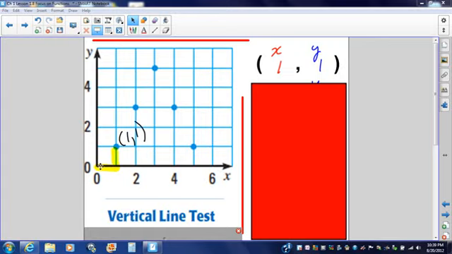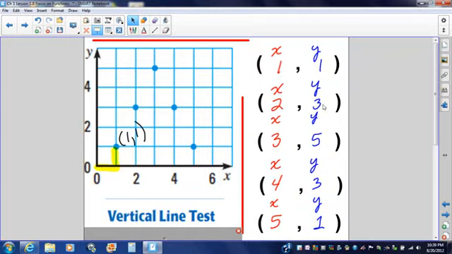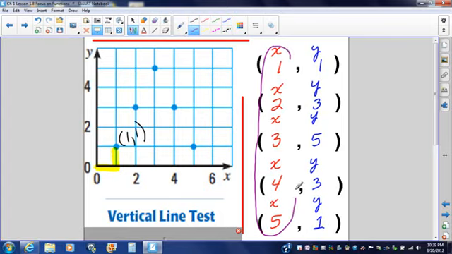So if I start at the origin, I went right 1 and up 1. So this ordered pair is 1, 1. If I continue to do that for all the ordered pairs, I would have 2, 3, 3, 5, 4, 3, and 5, 1. One strategy, look at your x's, look at your domain. I do not have any x's that repeat, so yes, this is a function.